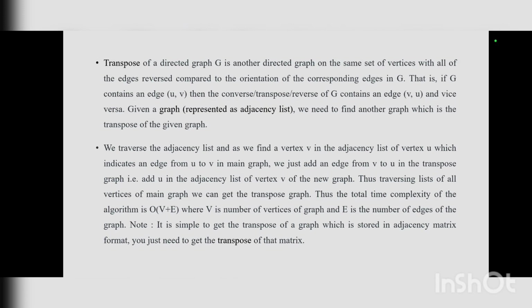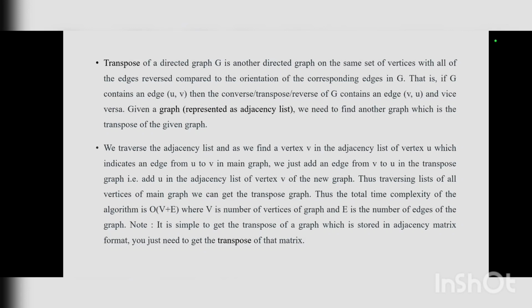the given graph. We transpose the adjacency list, and as we find a vertex V in the adjacency list of vertex U, which indicates an edge from U to V in the main graph, we just add an edge from V to U in the transpose graph, that is, add U in the adjacency list of vertex V of the graph. Thus, traversing the list of all vertices of the main graph, we can get the transpose graph. Thus, the total time complexity of the algorithm is O(V plus E), where V is the number of vertices of the graph and E is the number of edges of the graph.